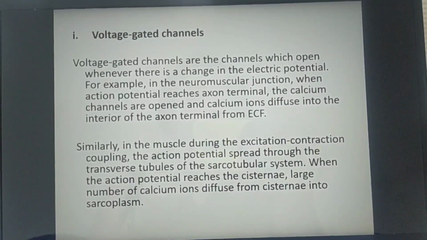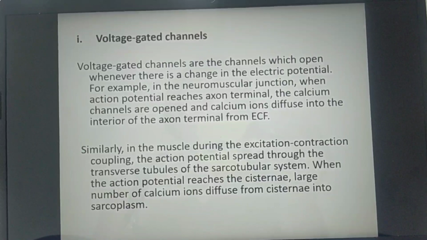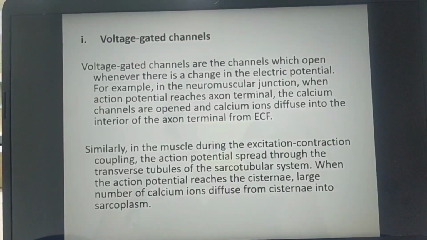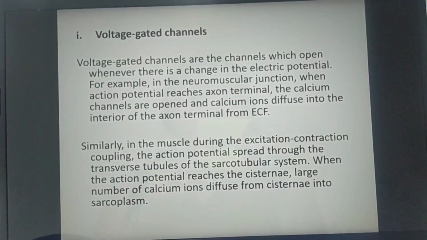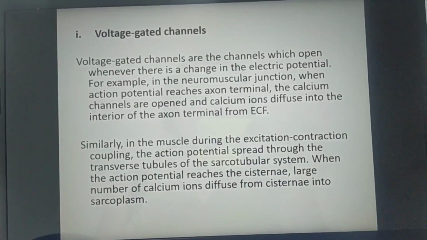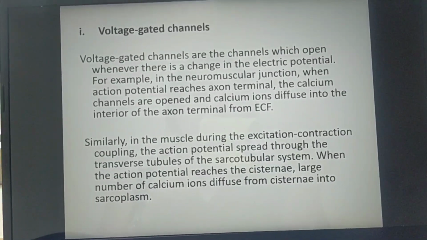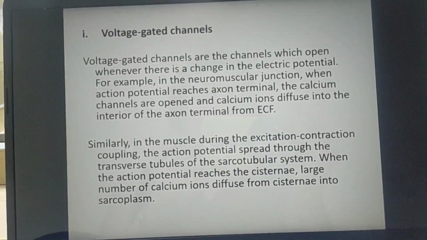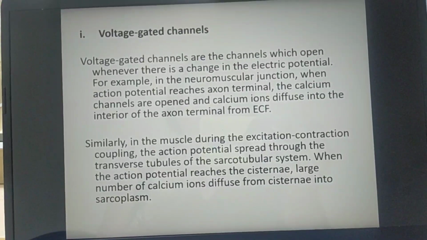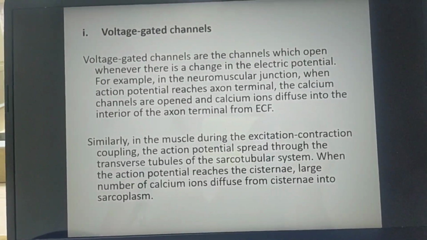Similarly, in the muscle during excitation contraction coupling, the action potential spreads through the transverse tubules of the sarcotubular system. When the action potential reaches the cisternae, a large number of calcium ions diffuse from the cisternae into the sarcoplasm.